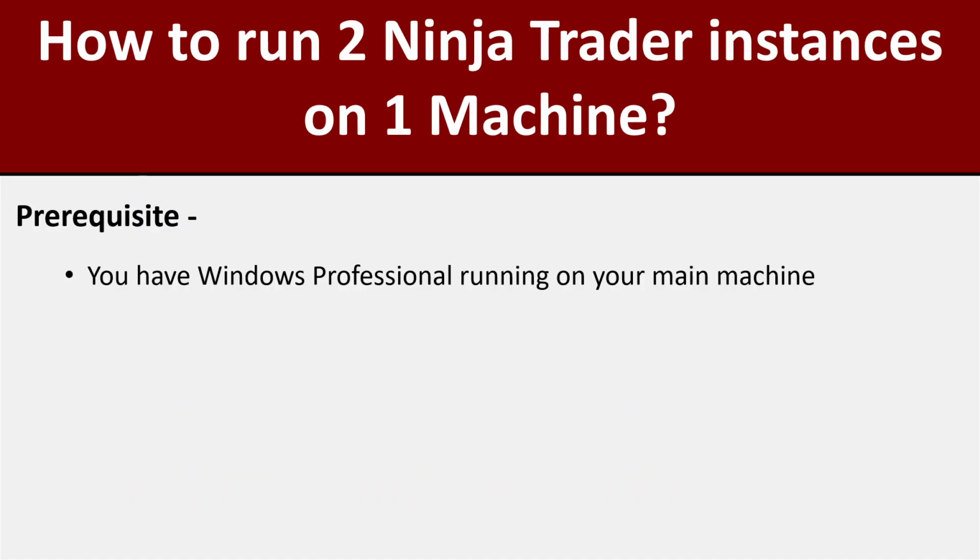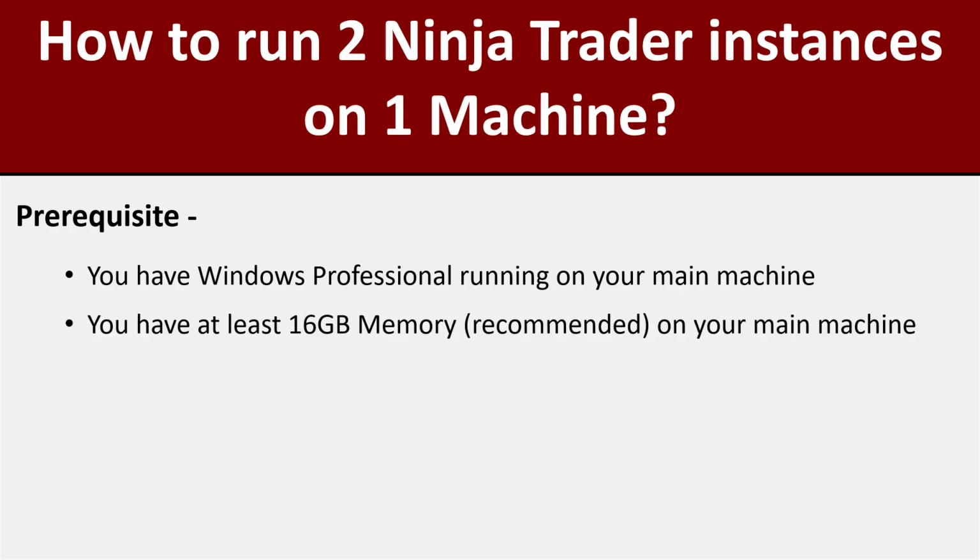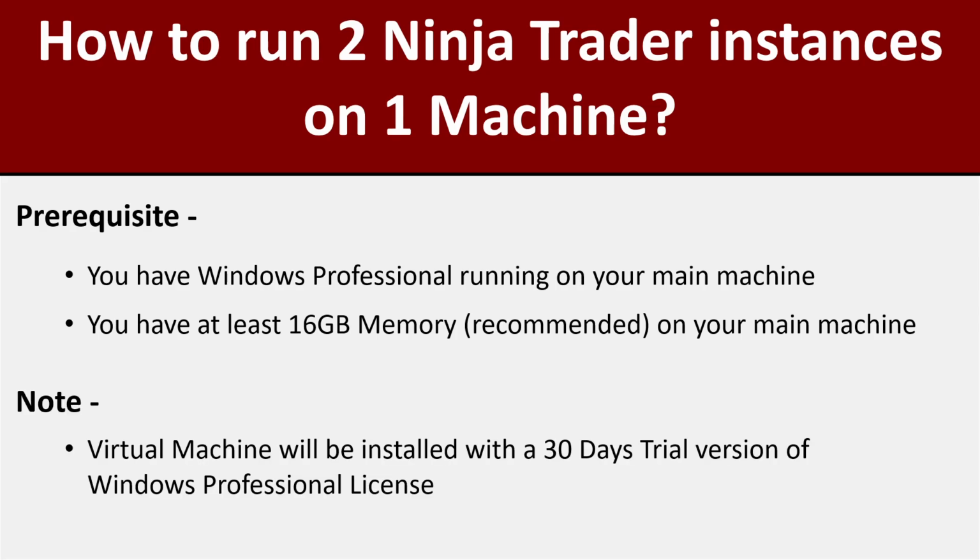Following are some prerequisites for this setup. You will need a Windows Professional, Enterprise or Education version on your main machine. Home edition will not work. It is recommended to have at least 16 GB of memory on your main machine. Note that the virtual machine will be installed with a 30 days trial version of Windows Professional license, after which a Windows license key must be purchased from Microsoft's website.